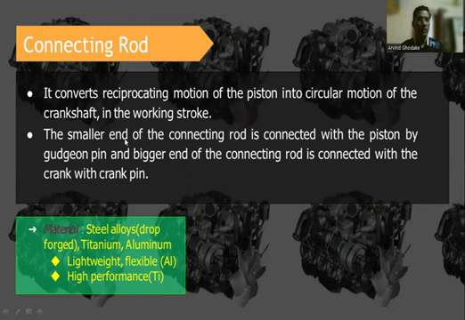The material used for connecting rods is steel alloy, manufactured by the drop forge process. Titanium is also a material used for the connecting rod, and aluminum can also be used. The properties of these materials are that aluminum is light in weight and flexible, and titanium offers high performance. That's why these materials are used for the connecting rod.